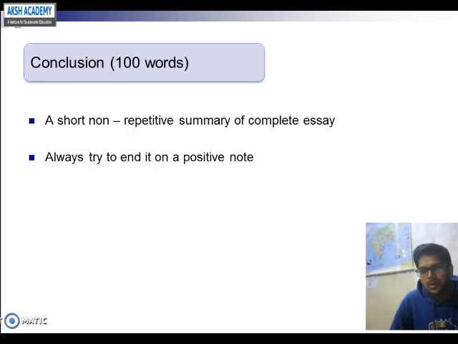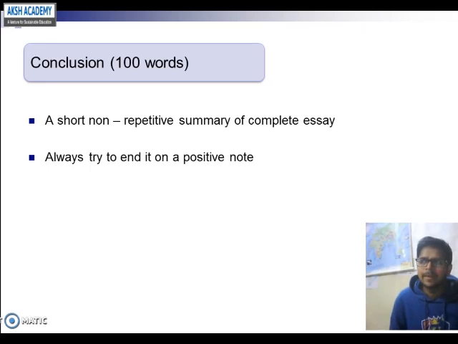And then comes the last and the final part, that is the conclusion of the essay. Conclusion is basically a short, non-repetitive summary of the complete essay. What you have already written in the previous parts, you just have to compile and write in a non-repetitive way. It should not be that you select a few lines from what you have already written and paste them in the conclusion. No, it should have completely different language, and try to end your essay on a positive note.